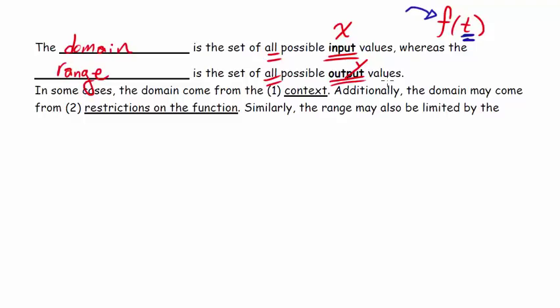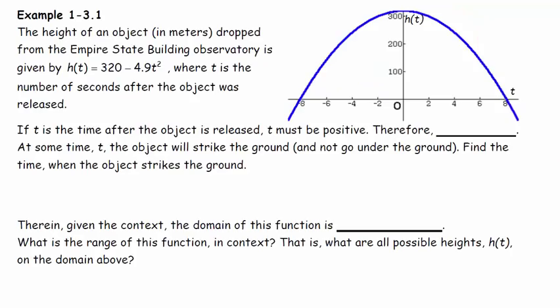Okay, so there's 2 cases we're going to consider. The first is when our domain and range comes from the context, meaning we have a word problem and we have to consider the real world implications. The second would be restrictions on the functions. So maybe if you remember in algebra, you're not allowed to divide by 0, for example. So let's start with that first case, the context.